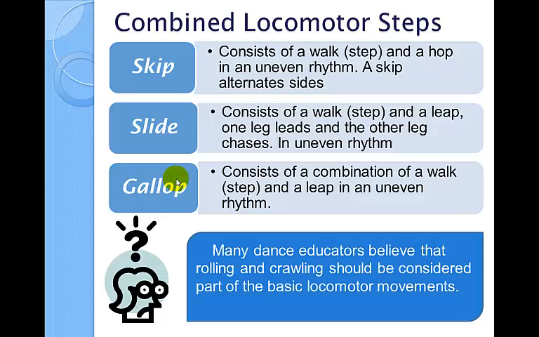Many dance educators believe that rolling and crawling should be considered part of the basic locomotor steps. I tend to go into that category because we roll and crawl as infants, and they're part of how we move through space and really what we do before we walk and jump and hop and skip. So I consider them to be part of the locomotor steps. So what do you think? Do you think a triplet should be considered? Or do you think a schottische should be considered part of the basic locomotor steps?